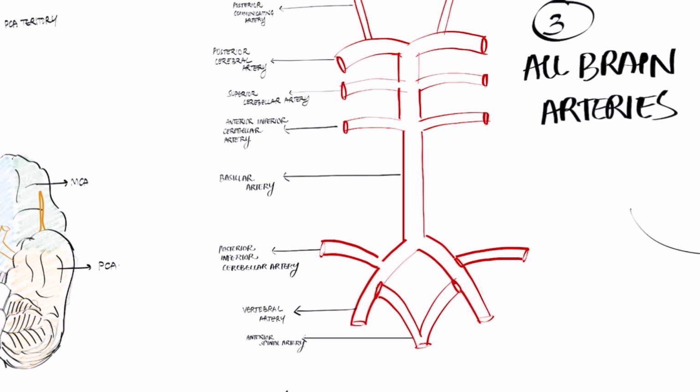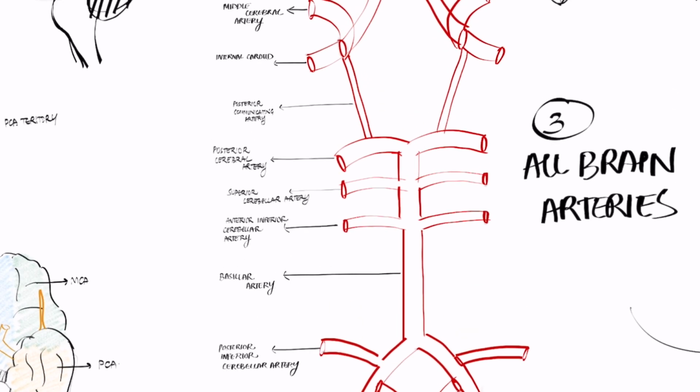Starting off with the posterior circulation first. There are two vertebral arteries which are branches of the subclavian artery, and these vertebral arteries join to form the basilar artery. The basilar artery's terminal branch is the posterior cerebral artery that we have discussed previously. This is the main backbone of the posterior circulation.